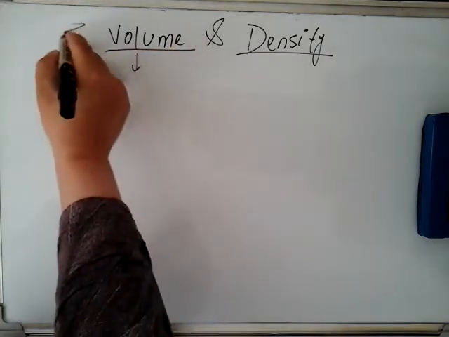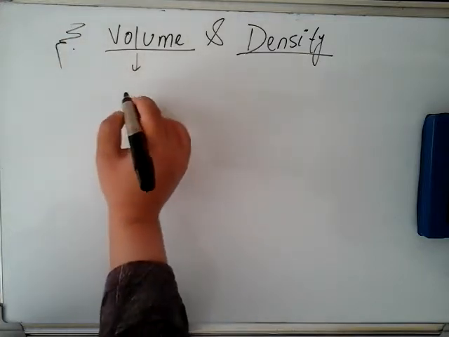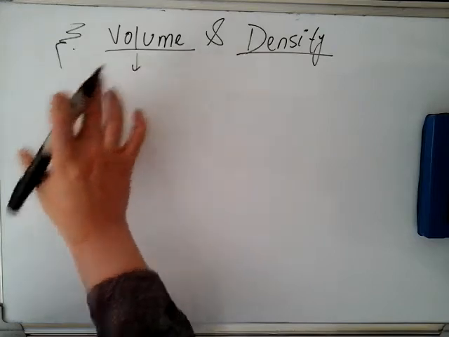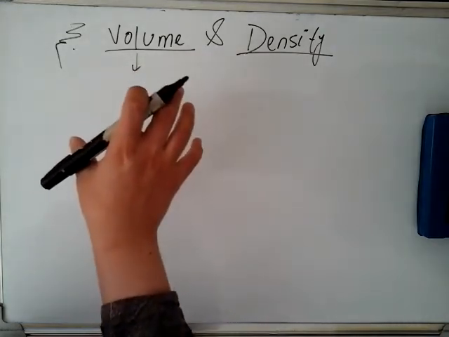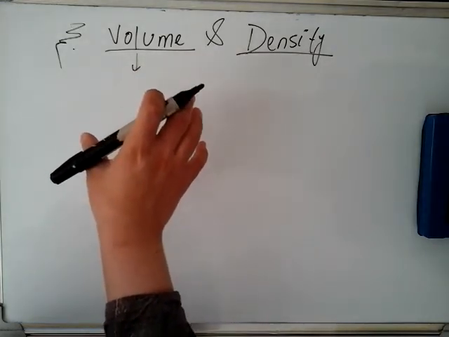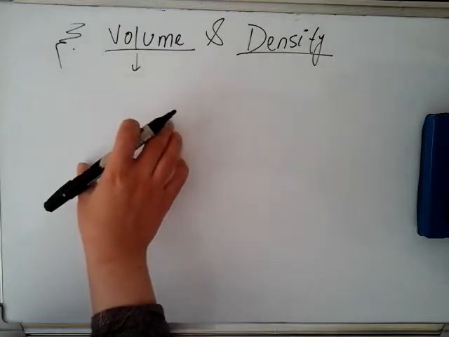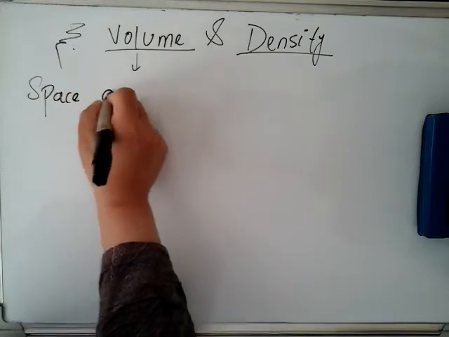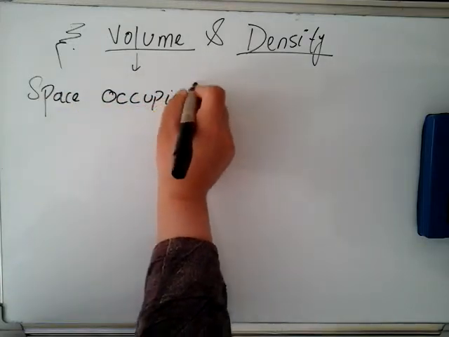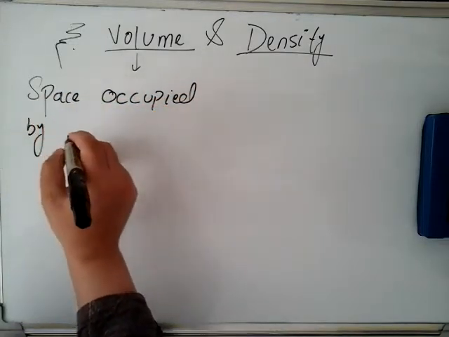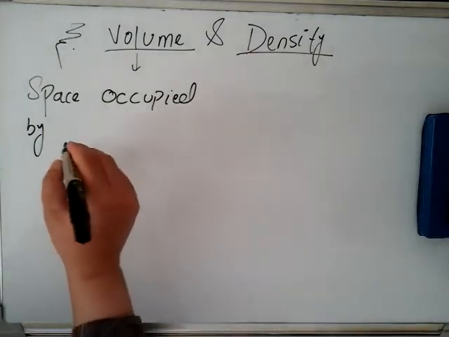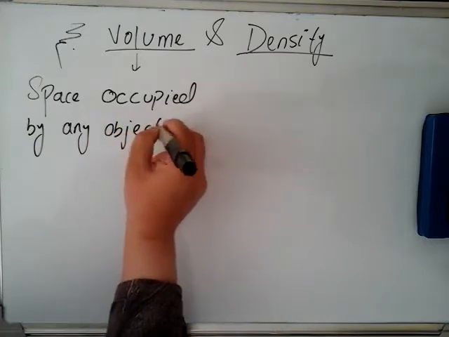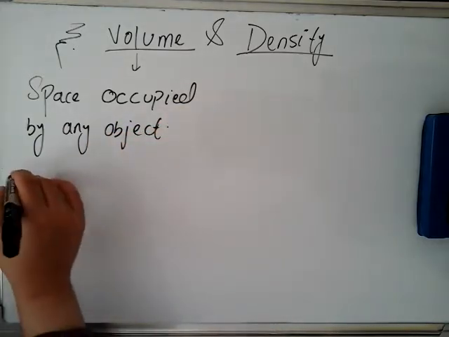Volume is actually some matter which occupies a space. So the space occupied by an object is called volume. Space occupied by something, that thing may be water, liquid, gas, or any object, this is called volume.